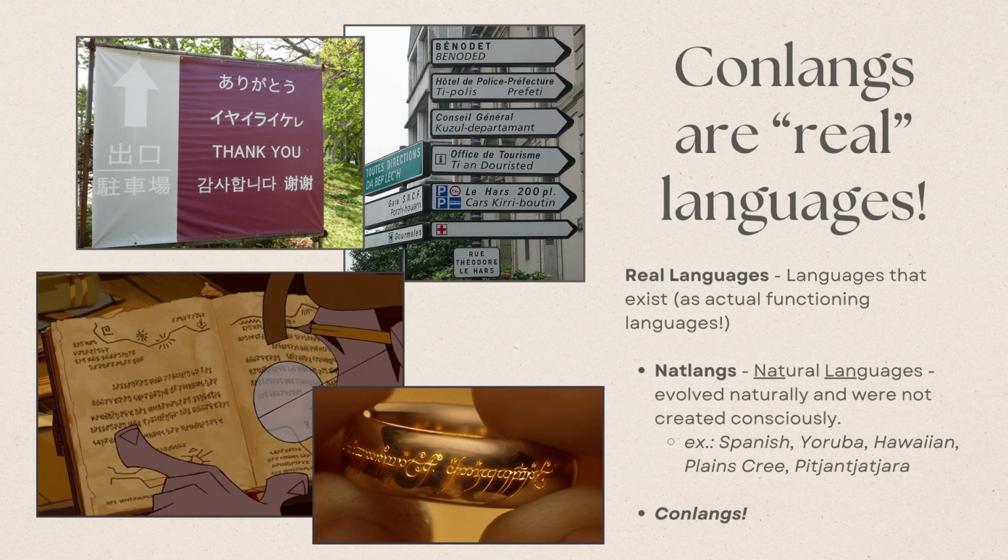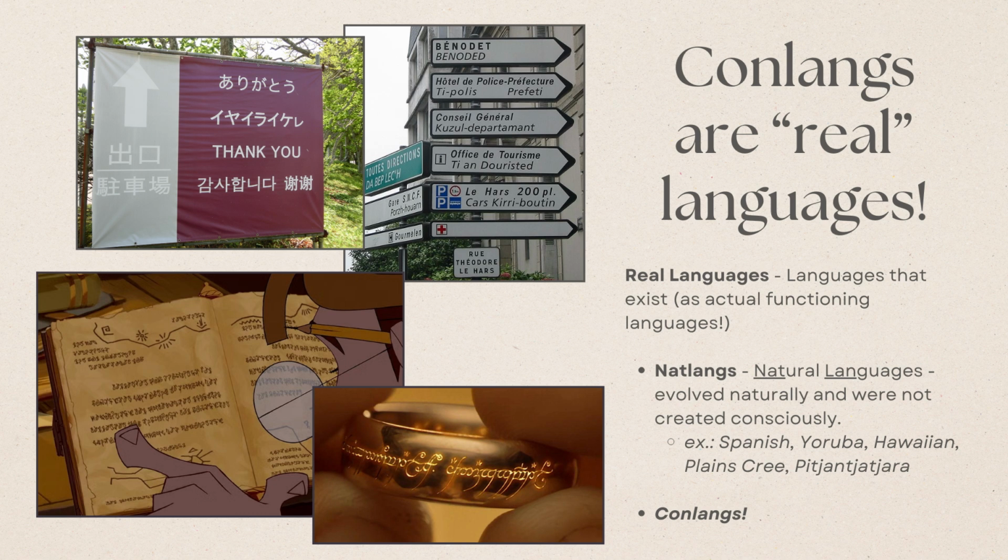That being said, conlangs are technically real languages. So a real language is, well, a language that's real. It's a language that exists, and it exists as a functioning language. So it has grammar, it has vocabulary, and it's used to convey meaning. And oftentimes we call conlangs fake languages because we compare them to natlangs, or natural languages. So these are languages that evolve naturally and were not created consciously. So I'm speaking a natlang to you guys right now. I'm speaking English. Some guy in history did not all of a sudden have the idea of creating a Germanic language that's about to be spoken by billions of people on Earth. English evolved naturally.